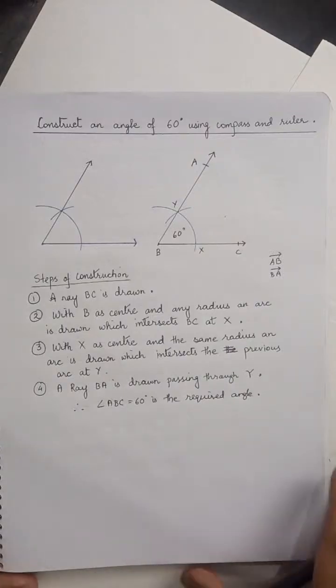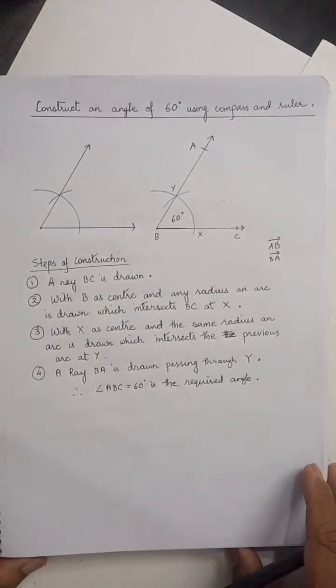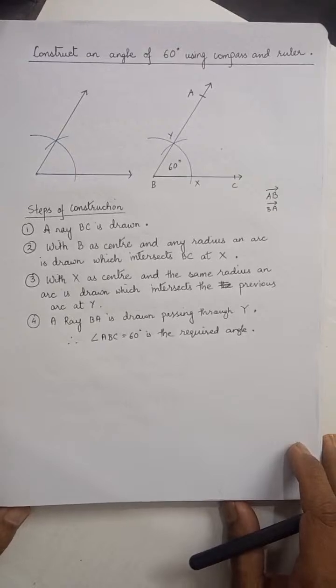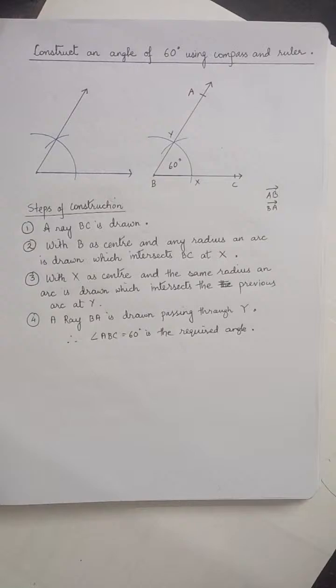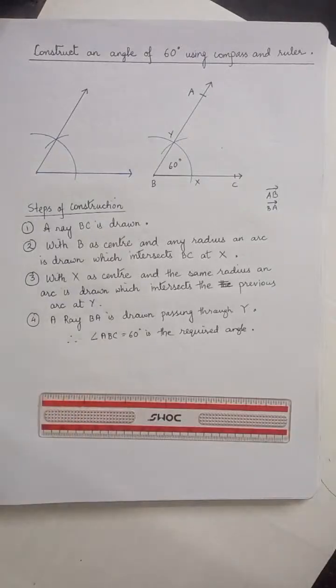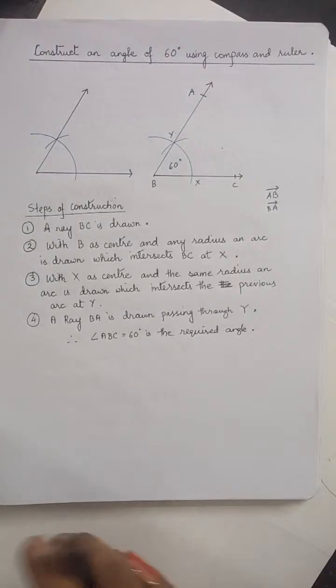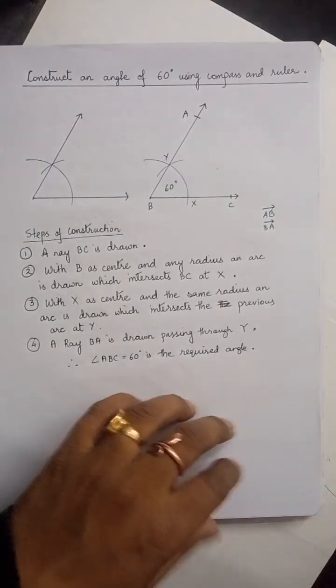So very quickly I will draw the angle 60 degree and then I will explain. Let me adjust my notebook a little bit. Let me draw the 60 degree very quickly and then we will proceed. Let us take a new page, that will be better.